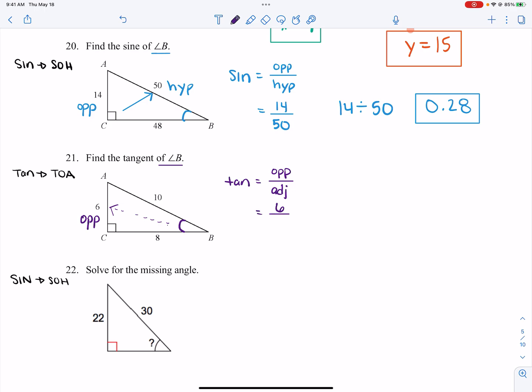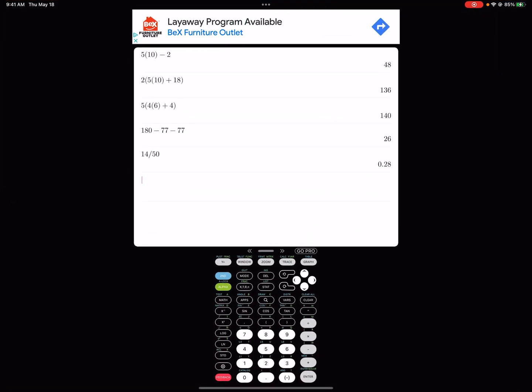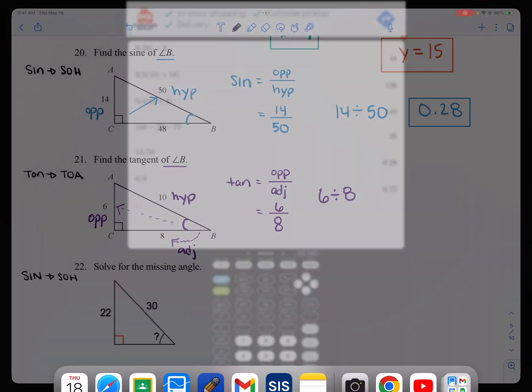And then my adjacent is directly next to it, not the hypotenuse, which is the 10. Remember, the hypotenuse is always across from the right angle. So I could label that one my hypotenuse, so then I know not to use it because they're asking for tangent. So the 8 is what goes on the bottom. I'm going to do 6 divided by 8 on the calculator. 6 divided by 8, I get 0.75.